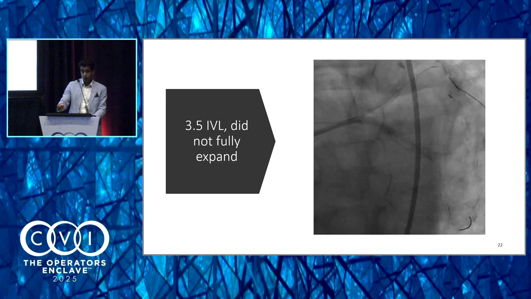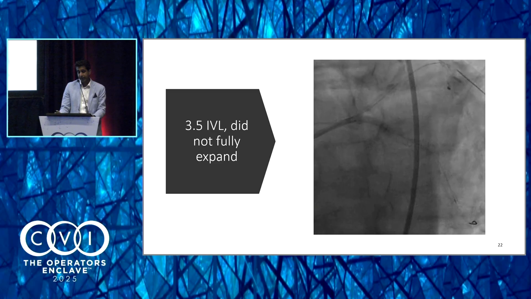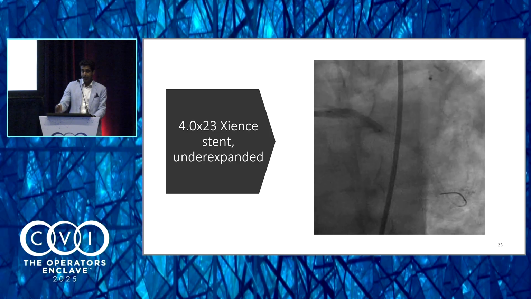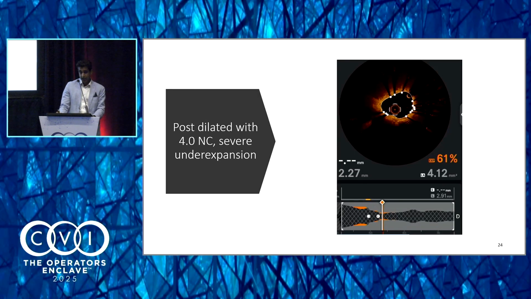And what they did was they actually used a 3.5 IVL after an NC. The IVL did not expand very well, as you can see. There's still quite a waist. They used a 4.0 Xience, and that was underexpanded. And then they imaged. And I'll show you what the OCT is. What you can see is the area is still about 4 millimeters squared on either side. It's 9 to 10. And so there was clear underexpansion. You've got a lumen of 2 millimeters in a 4.0 stent.